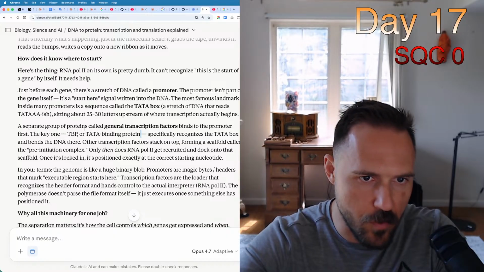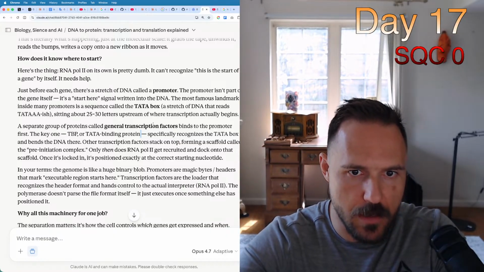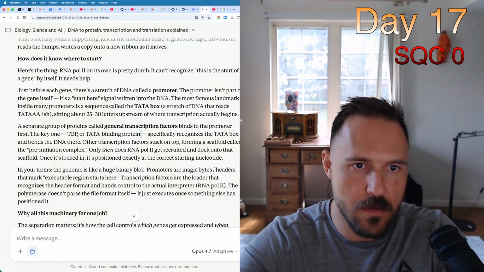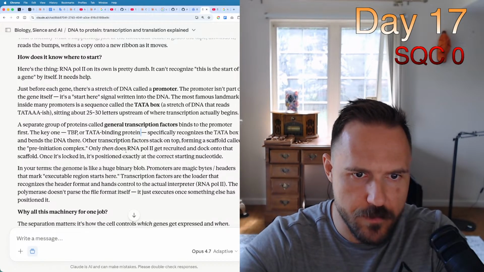A separate group of proteins called general transcription factors bind to the promoter first. The key one. Yeah, I already read that.